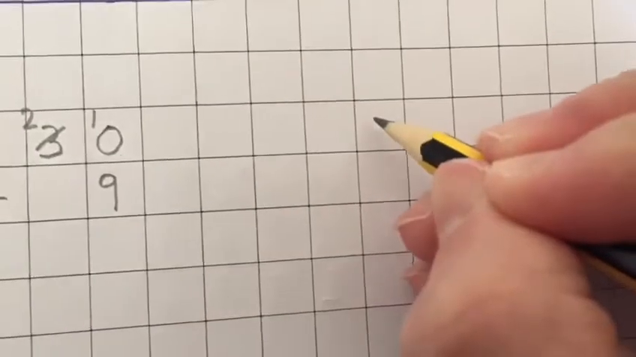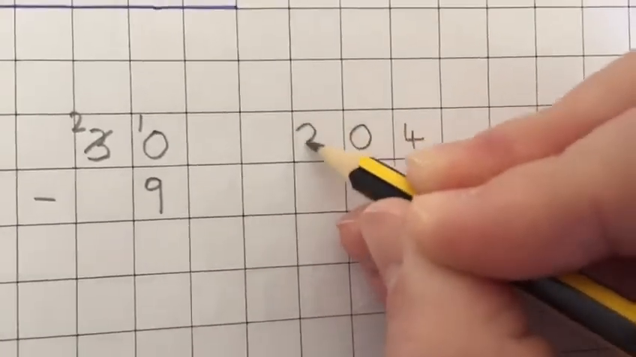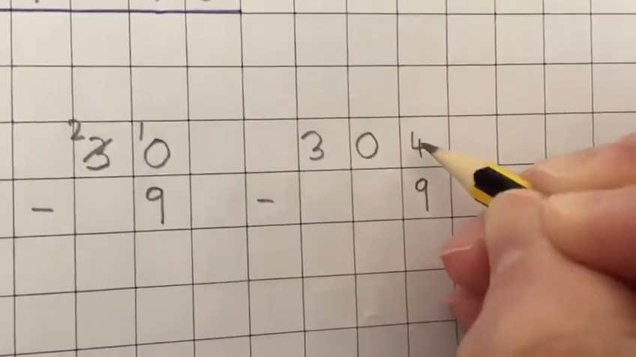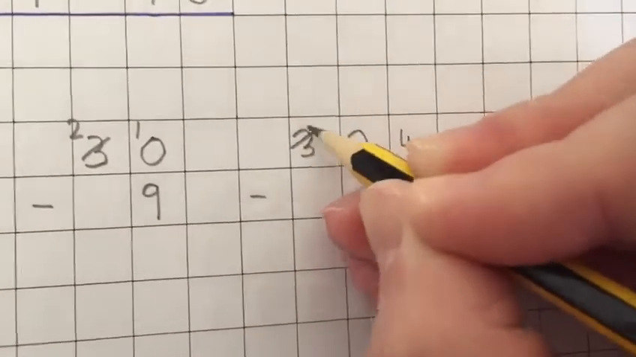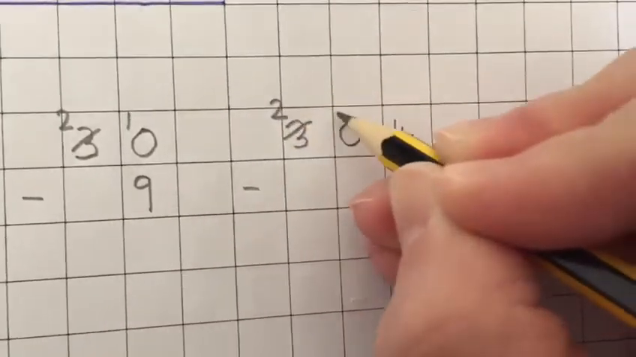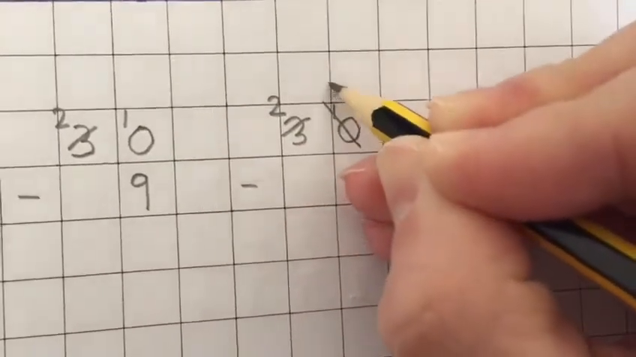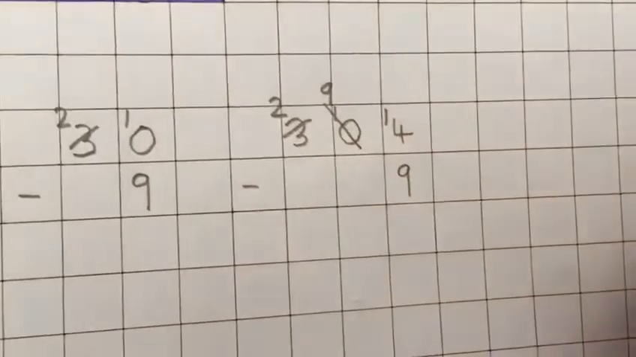If you get a problem where you've got a 0 in the next column, and you're trying to take something off where you need to do some exchanging, you can't go on to the 0, but you can go on to the 3 first. That'll become a 2, which would make that a 10 first. Then you can do the exchange from that point, and that'll become a 9, and then that would become a 14, so you could do that step.